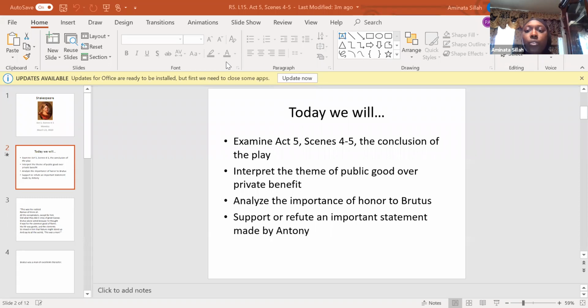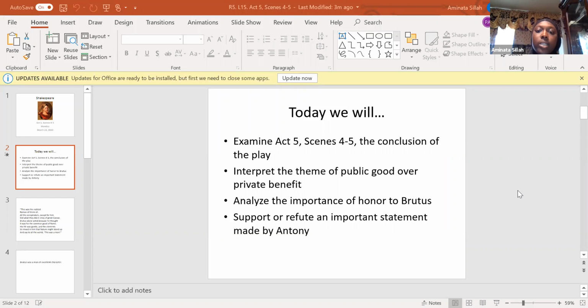So last class, we focused specifically on Act 5, Scenes 1 to 3. So today we're going to examine Act 5, Scenes 4 through 5. We're going to look at the conclusion of the play, so you all should have read the ending of the play by now. We're going to interpret the theme of public good over private benefit. So that's a theme that we talked a lot about the last class. So we're going to revisit that theme and talk about another event that shapes it.